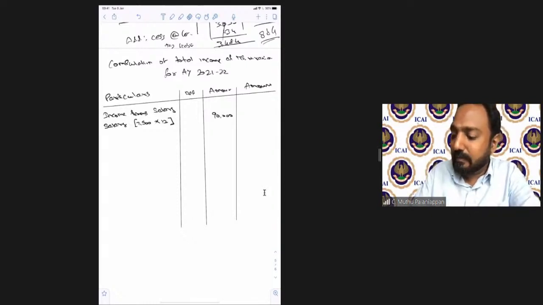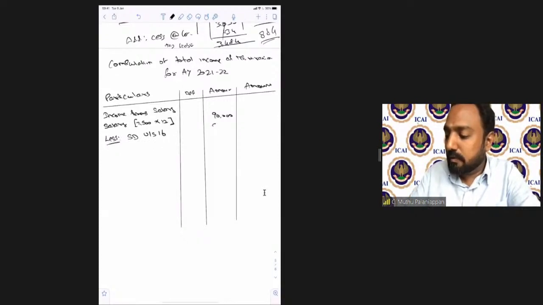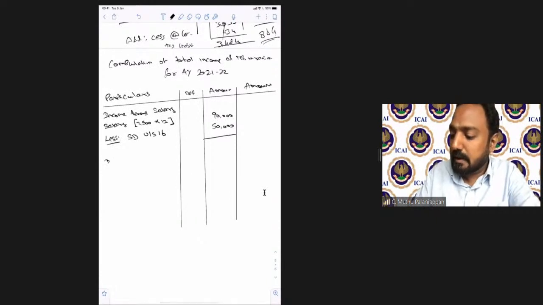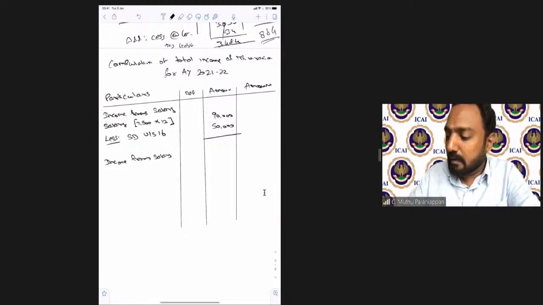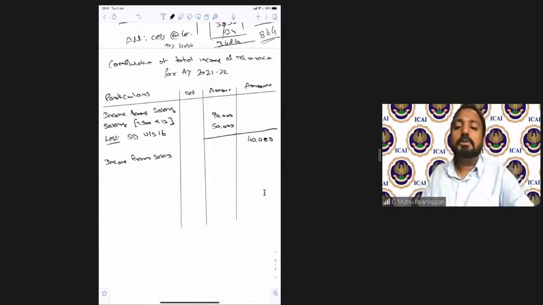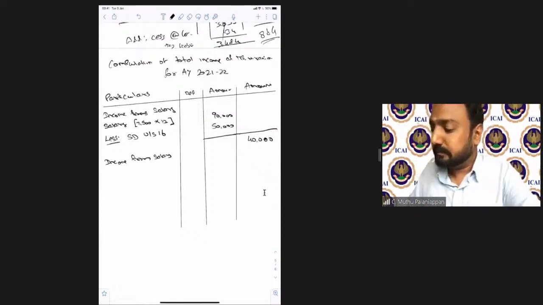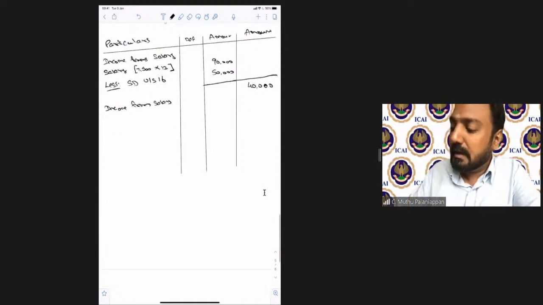90,000 less. The moment you call it salary, what you should do? Less standard deduction under section 16. How much? 50,000. So income from salary is 40,000, right? So the next head of income will be income from house property.